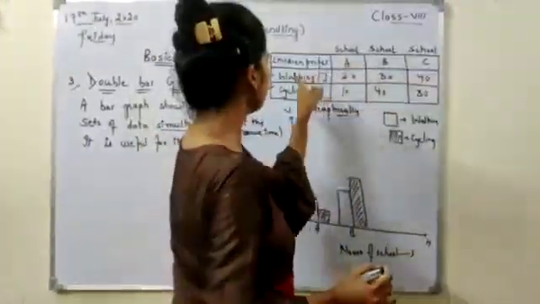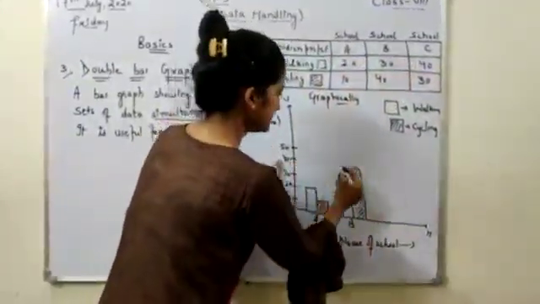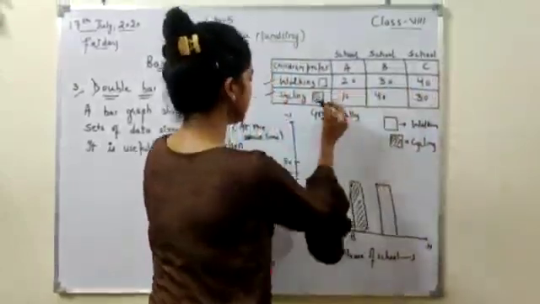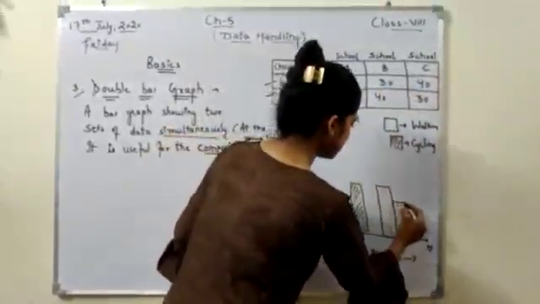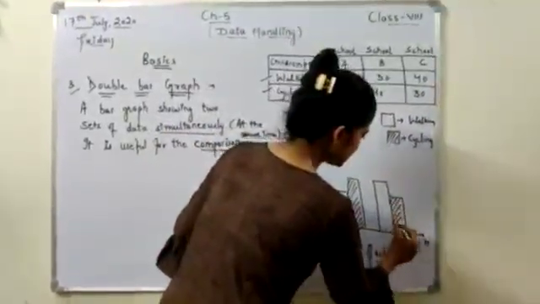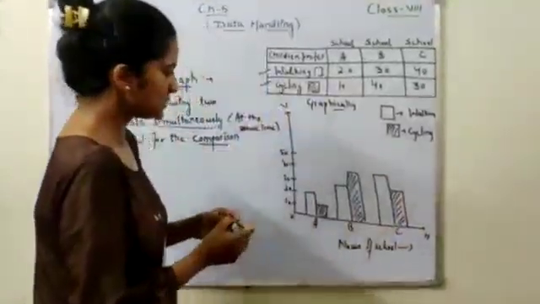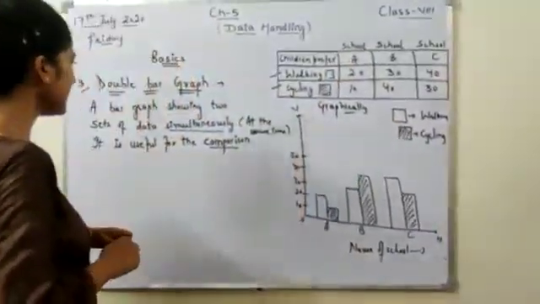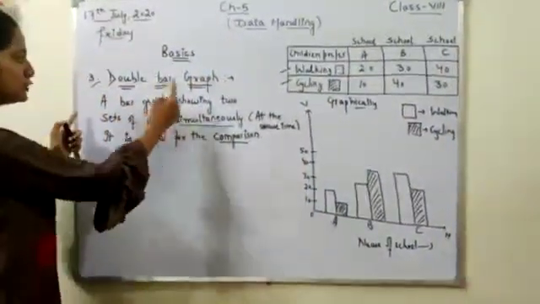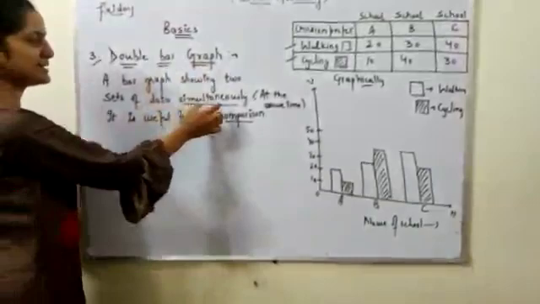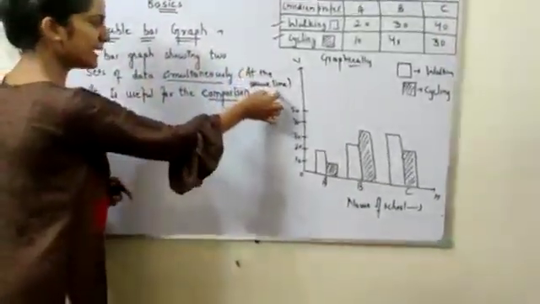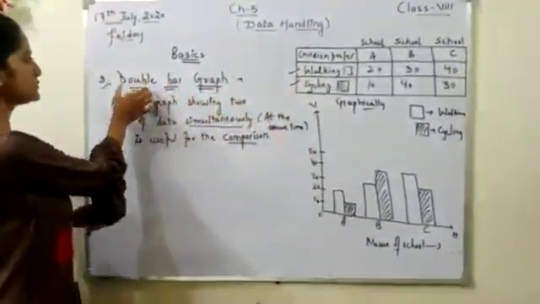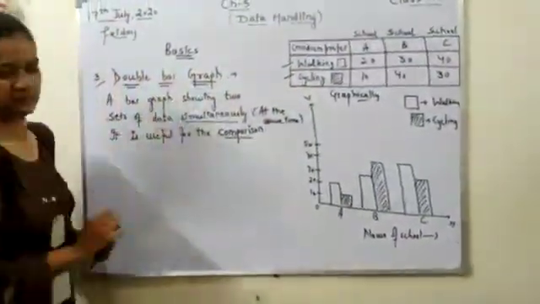In school C, 40 prefer walking and 30 prefer cycling. This is school C. So this is known as the double bar graph concept. Again I am repeating, whenever we want to show two sets of data simultaneously, or at the same time, and whenever we want to compare them, we always use the concept of a double bar graph.